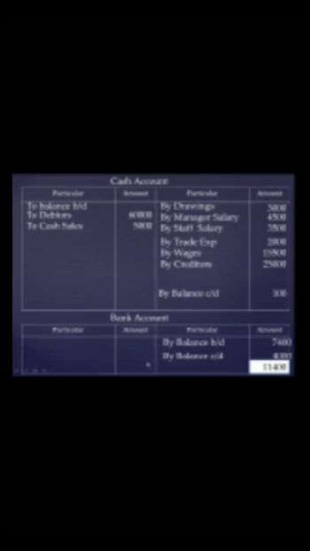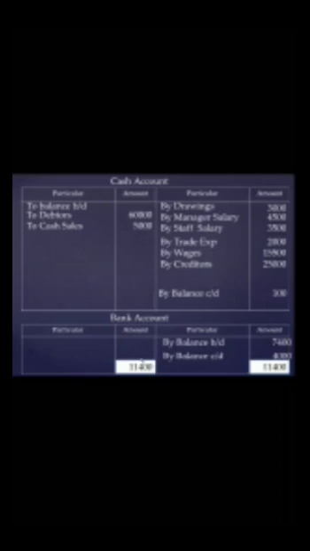Debit side 11,400. Please mute your audio and video. Whenever you want to interact with me, you turn on your audio or video, and soon after the interaction, you turn off the audio and video.